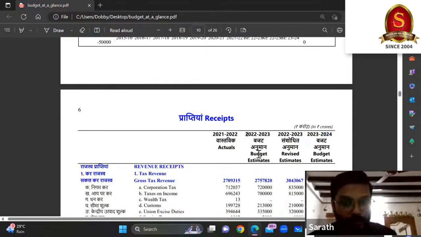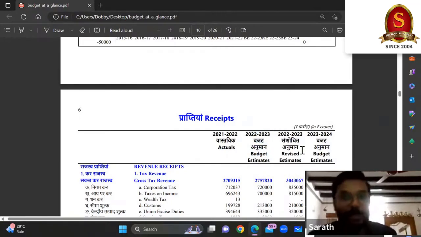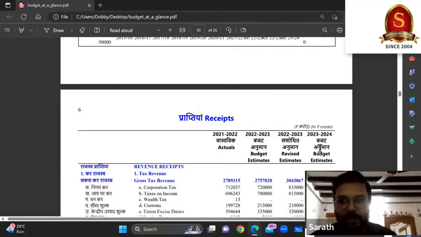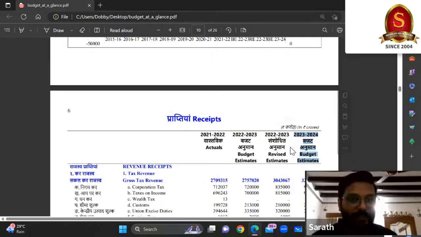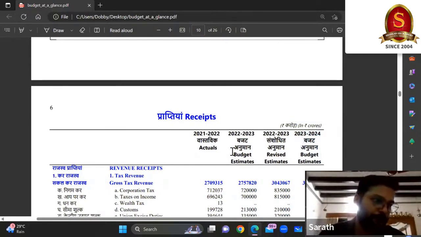They don't need to give this data. They are giving it so that we can look at it side by side and compare. This data is not new. This data is already there in last year's budget. This data was presented here in last year's budget. They need not present it. They have presented it so that you can read the budget estimate and revised estimate side by side for easy understanding. Hope that is clear.